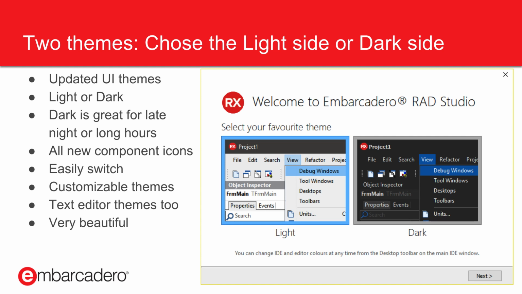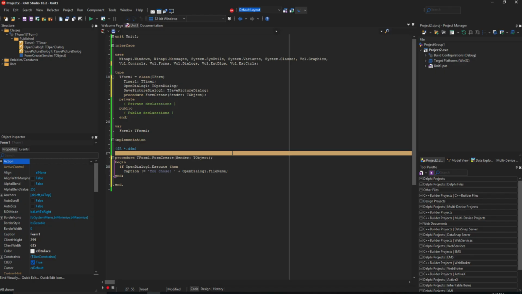But the dark theme is great if you're spending lots of hours looking at your IDE or working late into the night. So definitely check that out. It's a great new feature. It looks beautiful. The text editors have been updated as well. So if you have a dark theme, you can have a dark text editor. And you can also customize these as well. They're very customizable. You can load any VCL theme in you want. And that's what it looks like there. That's the new dark IDE theme experience for you.